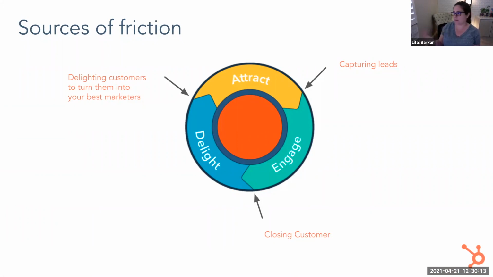In the attract phase, it could be lead capture. So there are different sources of friction with lead capture. You're not capturing as many of the visitors as you'd like. You could have some friction around closing the customer or around delighting them. Let's talk about the HubSpot tools that can help you with this.